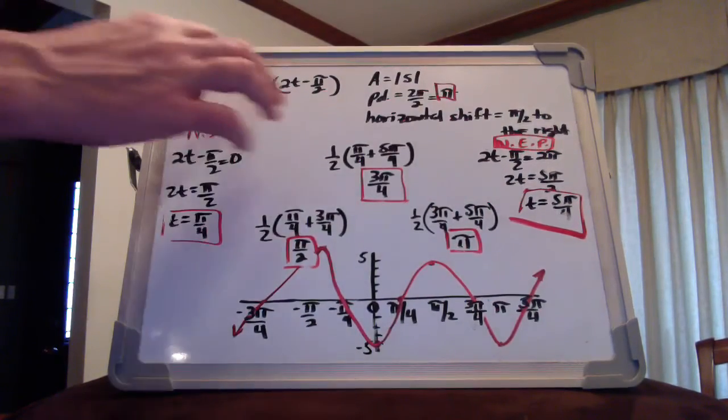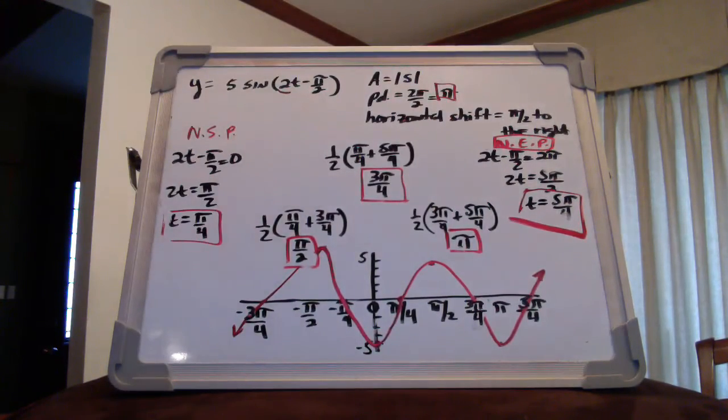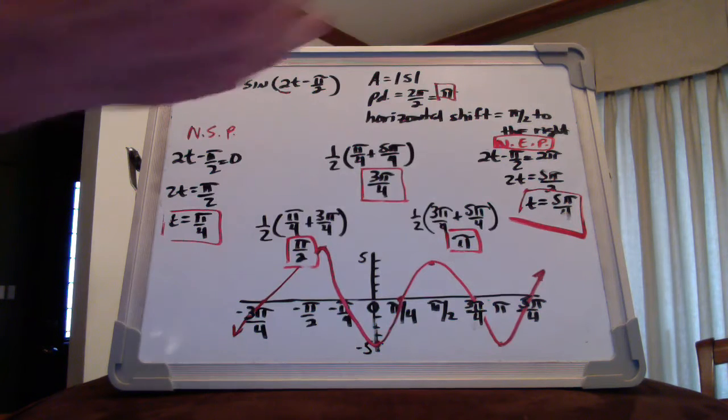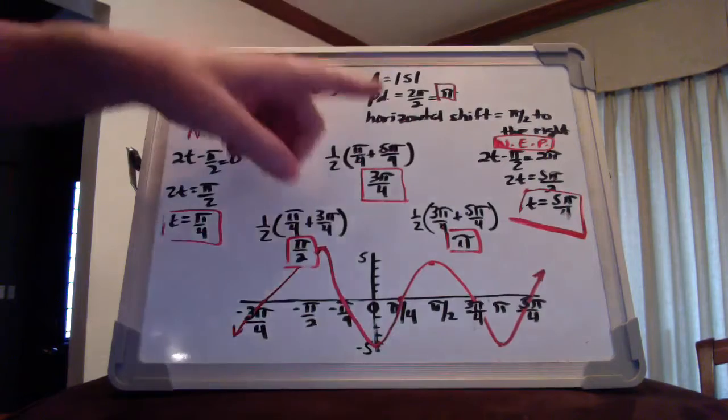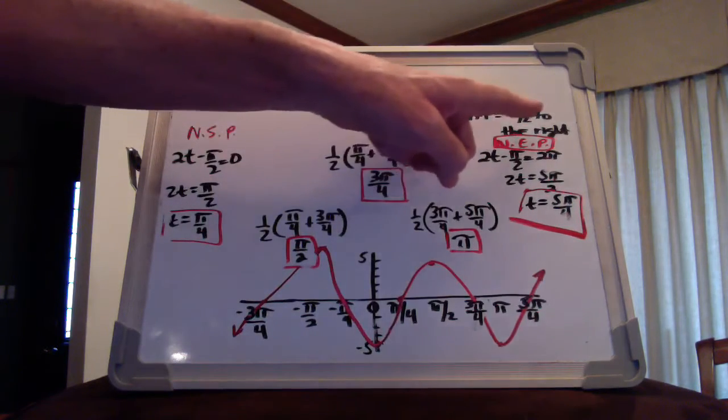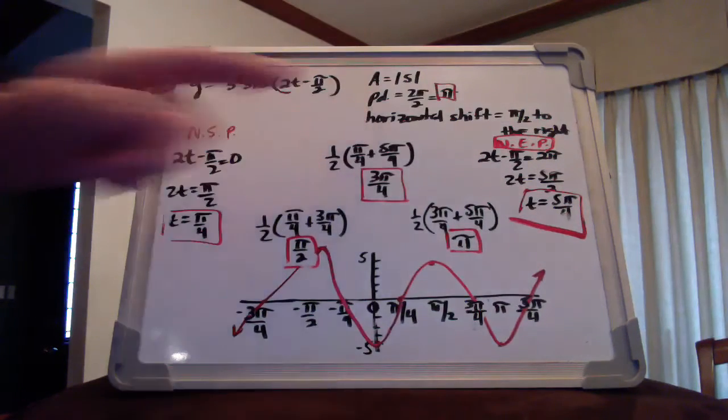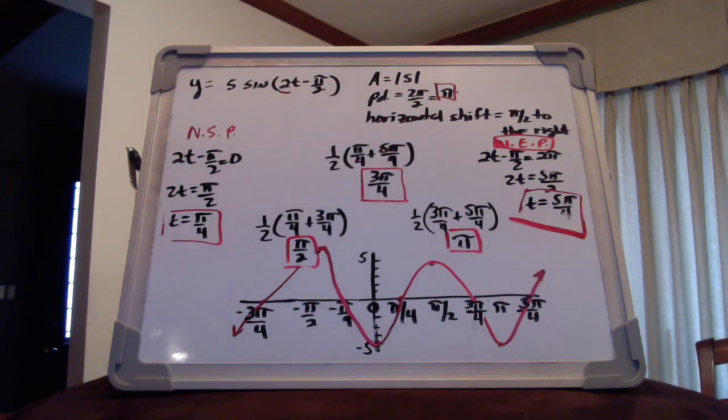So when you have this number here of 2, the transformation, or the change, is that your period is going to shrink. Then there's minus pi over 2, which is a horizontal shift, pi over 2 to the right. So we have 3 transformations over here.